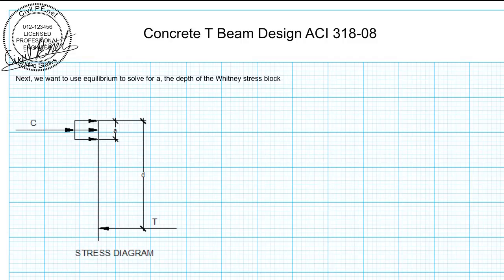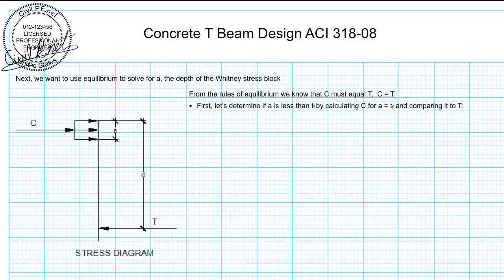Now that we calculated d, we're going to use equilibrium to solve for a, the depth of the Whitney stress block. From the rules of equilibrium, we know that C, the compression force, must equal T, the tensile force. But first, let's make a quick check. This is a quick check I like to make in order to check whether or not a is less than the thickness of the flange. So we're going to set a equal to the thickness of the flange and calculate the compression force C and compare it to the tensile force T.